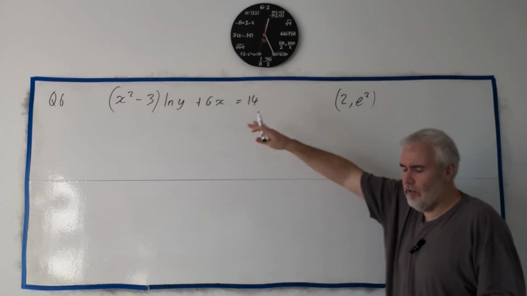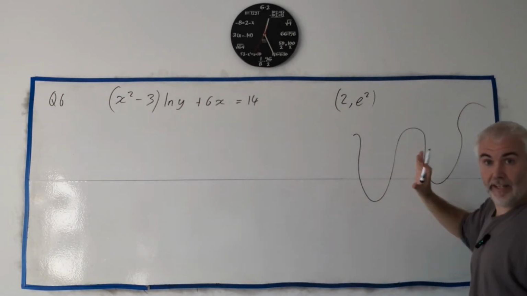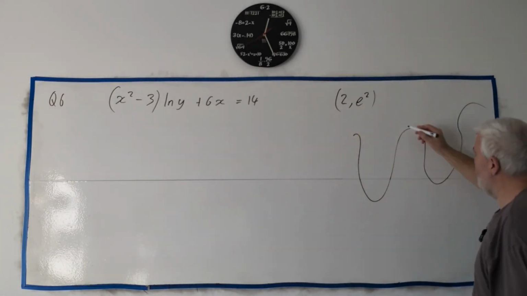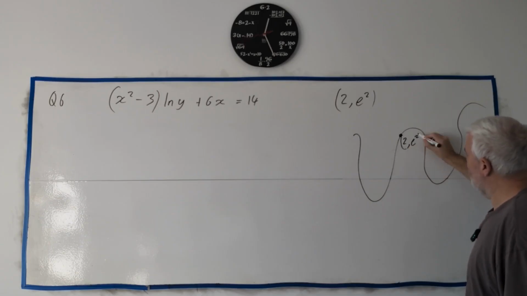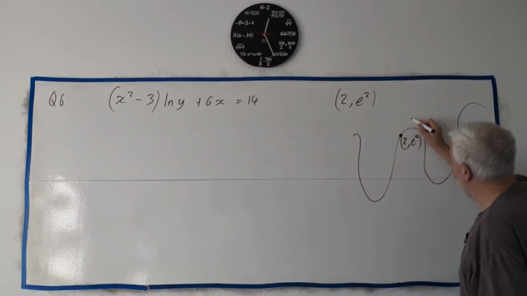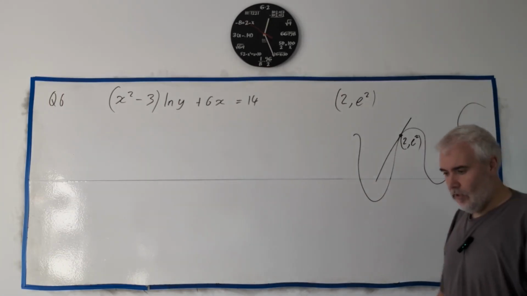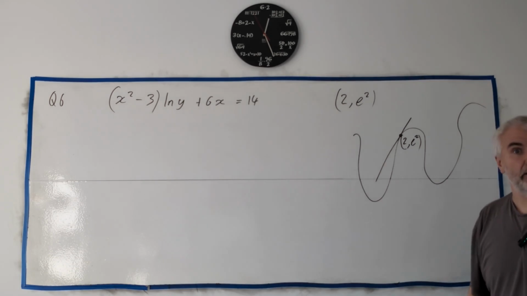Now, what does that mean? This curve looks strange. I have no idea what it looks like. Let's say it looks like this. I don't care. They're telling us this point is on it. Maybe it's right here. So we're given a point, 2, e squared, and they just want us to find the equation of the line of the tangent at this point. So this question now comes down to: what's the equation of this line here?